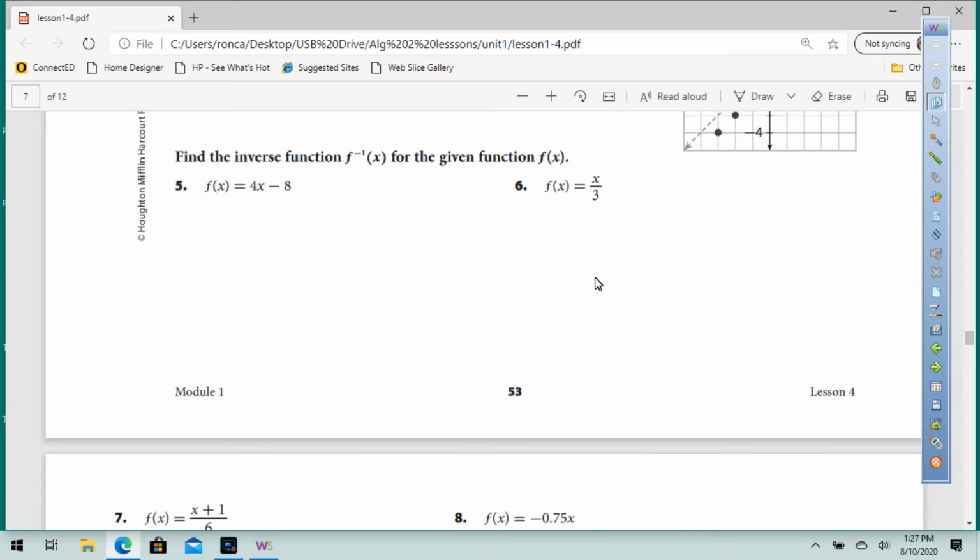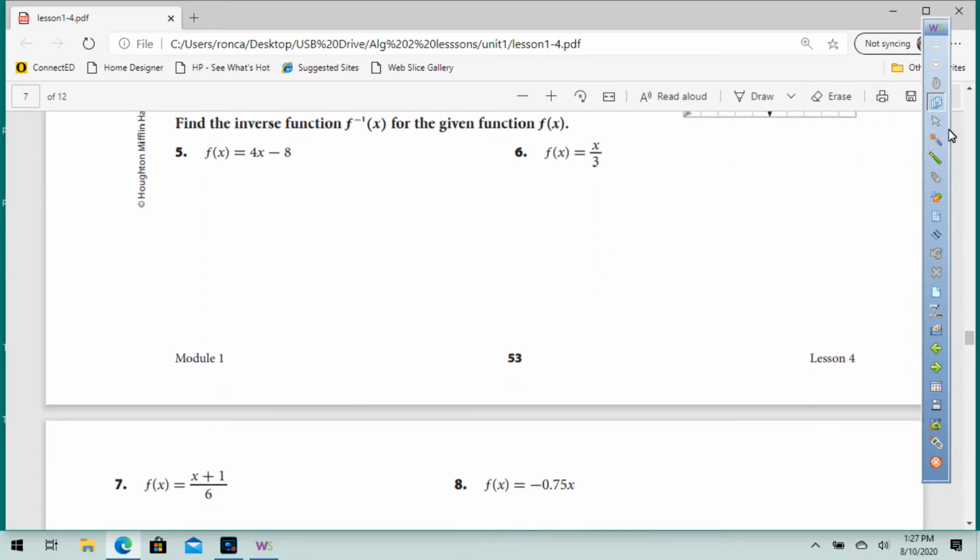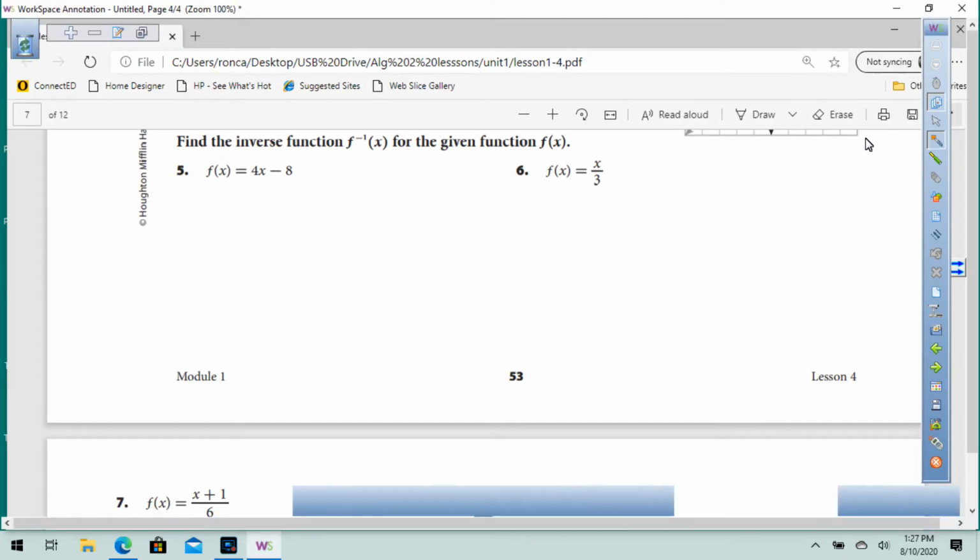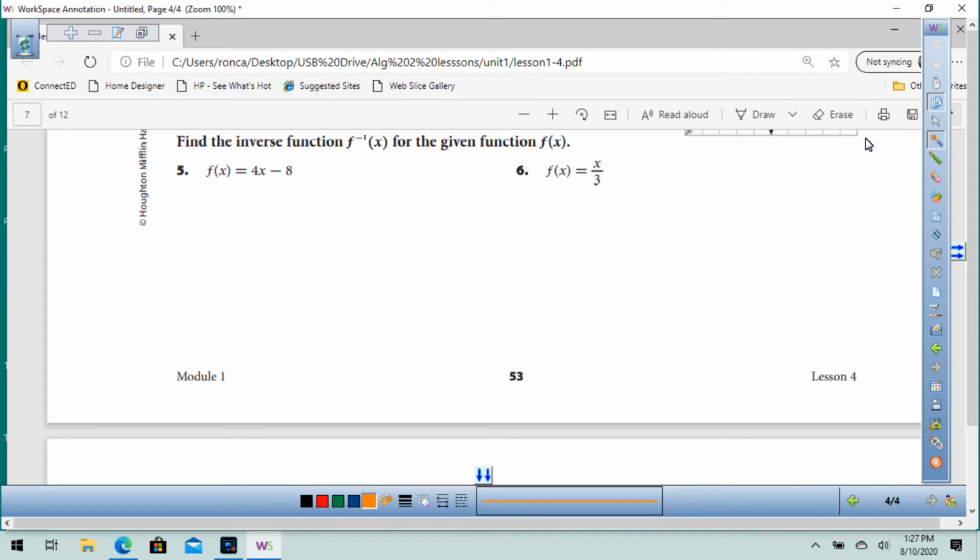Number 5, it says find the inverse of f of x for the given function f of x. Not a problem. All right. First, we're going to make this y equals 4x minus 8. That's step 1.